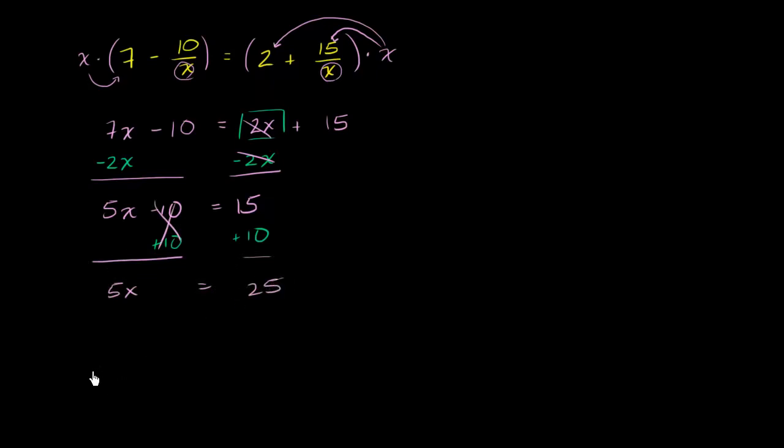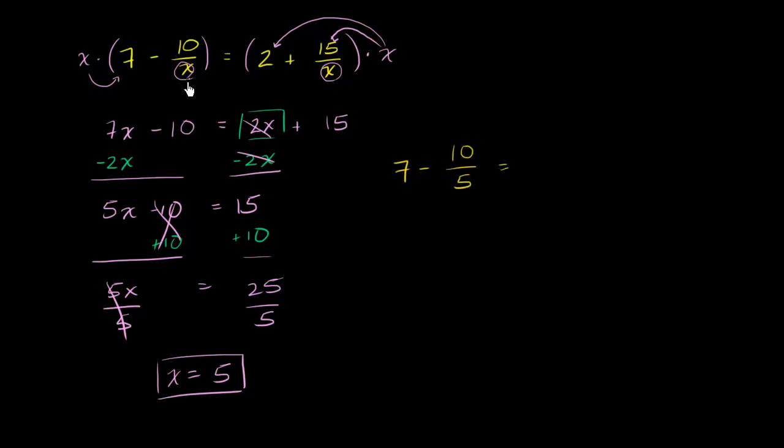And this is the home stretch. You see where this is going. You can divide both sides by 5, and we are left with x is equal to 5. Now let's verify that this actually worked. So let's go back to the original equation. We have 7 minus 10 over 5. This needs to be equal to, I'm just taking our 5 and substituting it back here, this needs to be equal to 2 plus 15 over 5.